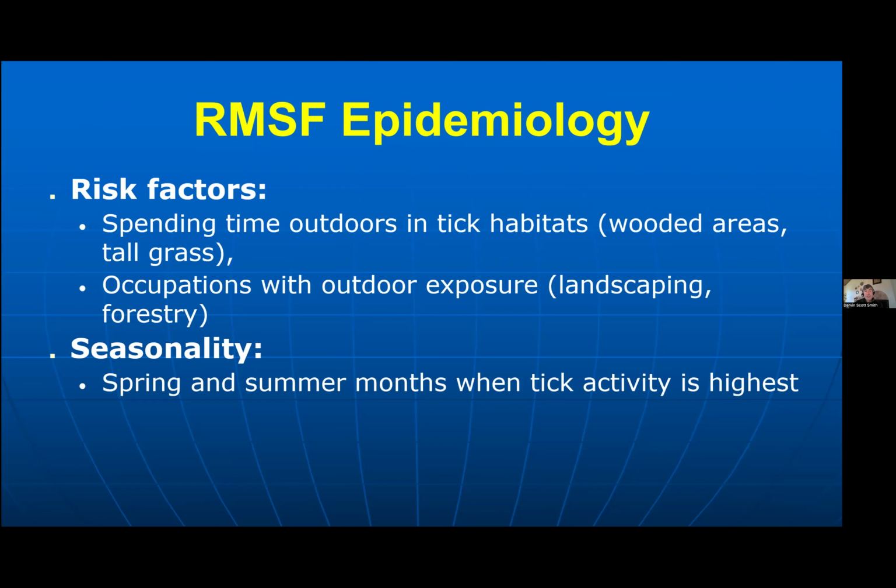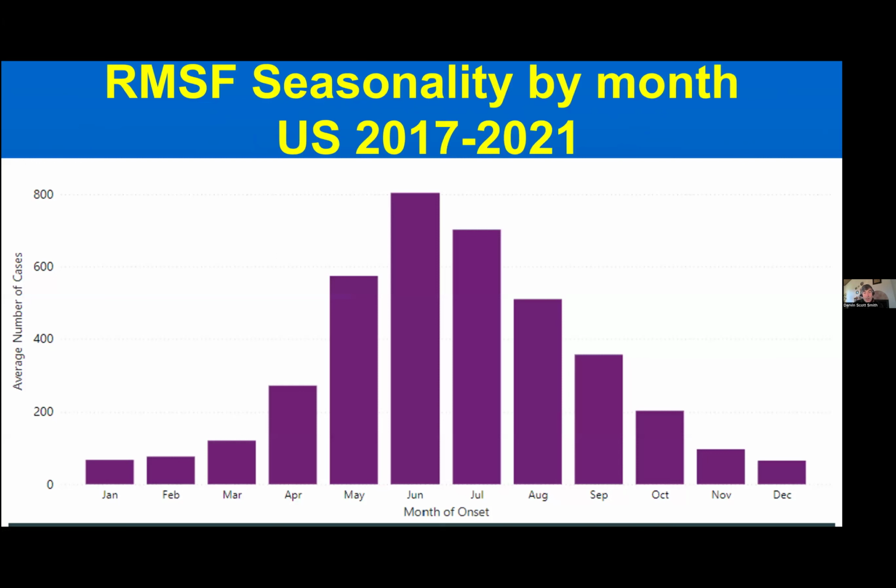Spring and summer months, when tick activity is highest, are the most prevalent, and June and July are the most prevalent months for transmission of Rocky Mountain spotted fever. This study looked across 4 years and averaged the number of cases to illustrate June and July are the highest months where Rocky Mountain spotted fever is transmitted to humans.